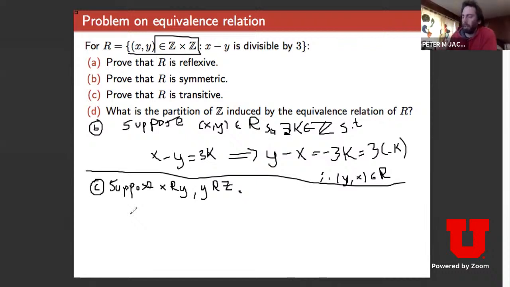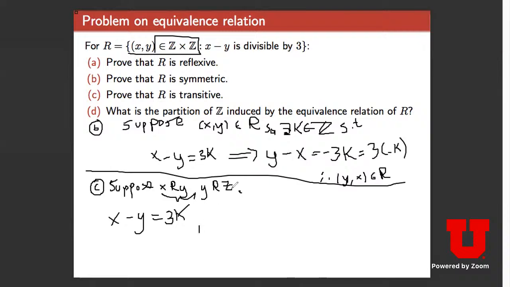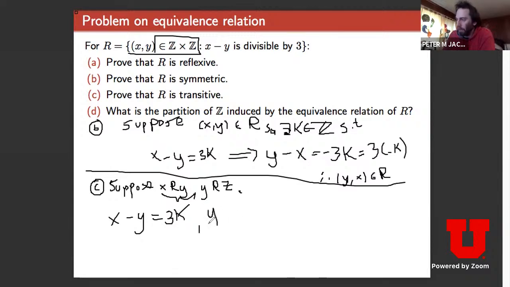Okay, yeah. So I think that you have the general idea. You have the right idea. So as he was saying, x is related to y, so that means that x minus y is divisible by 3. So that means that there exists an integer k such that x minus y equals 3k. And also y is related to z. So as he was saying, we need to write out what that means in terms of the relation. In particular, that means that y minus z is equal to 3j for some integer j.